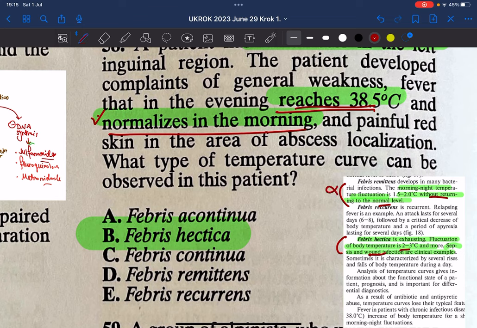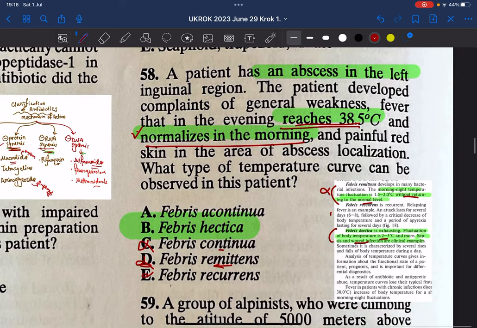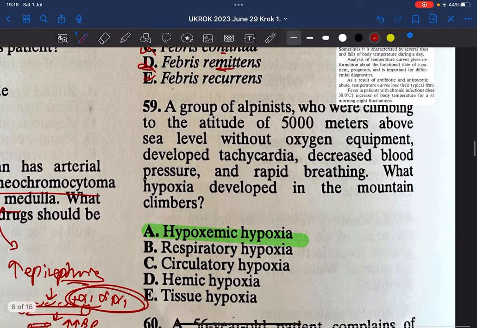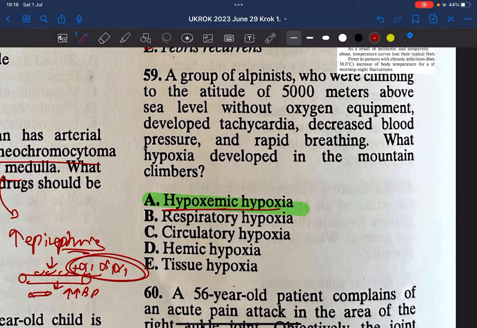Febris recurrens is attacks of fever that will last for a long time, for 6 days, so it's not the question. So it's kind of similar to febris continua, because continua also continues for a long time. But the one that fluctuates, we can confuse hectica with the remittent, but remittent doesn't normalize. But of course, I'm not sure about this answer. Hypoxemic hypoxia is a type of hypoxia at a high altitude.